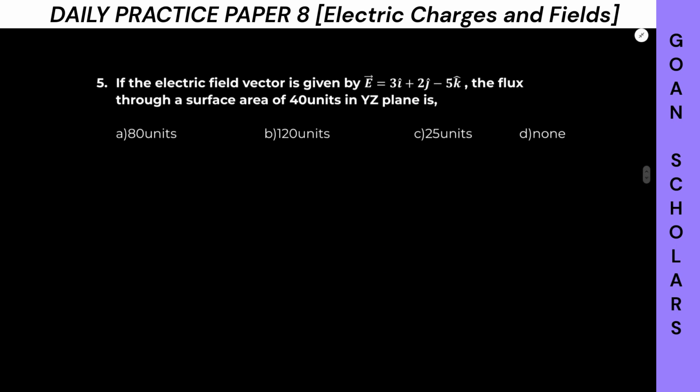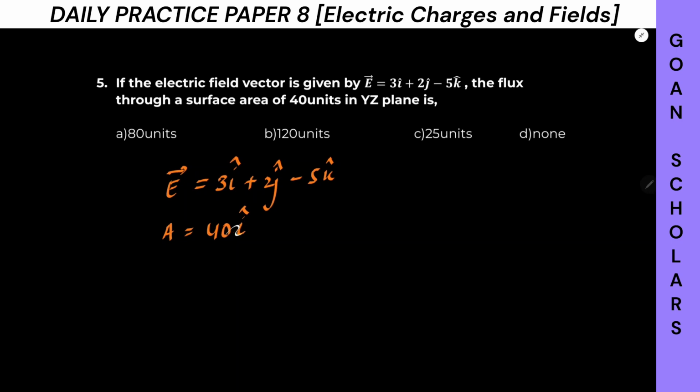Quite similar to the previous one. If the electric field vector E is now given as 3i plus 2j minus 5k cap. See here, area is also the same, 40 units only, but here it is the YZ plane. So which axis is perpendicular to YZ? X axis. So this will become i cap. To clear the concept, we have kept the same question, but only changed ZX to YZ.